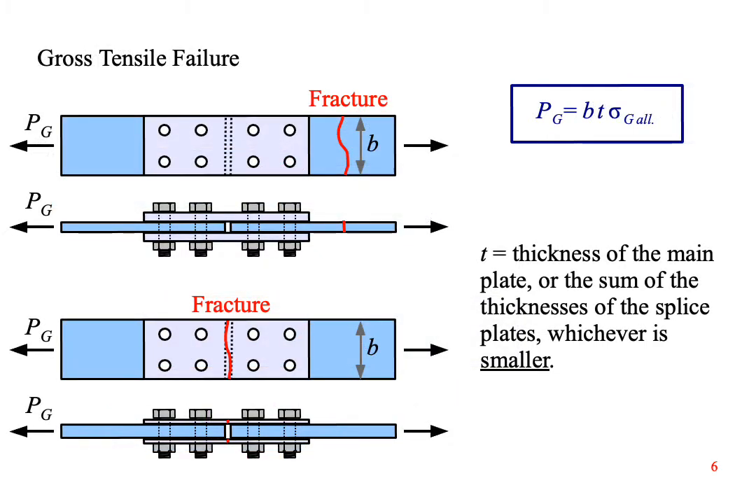The third failure mode is called gross tensile failure. This is where the plate fails some distance from the holes. This joint consists of 2 main plates that are butted together end to end and joined with splice plates. Either the main plate fails or the splice plates fail. In a lapped joint, gross tensile failure occurs in one or the other of the main plates. The load capacity of the joint is the cross-sectional area of the plate times its allowable stress.